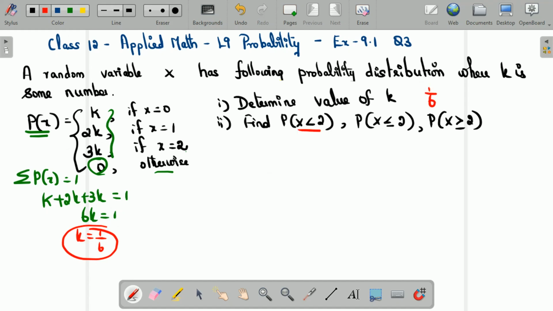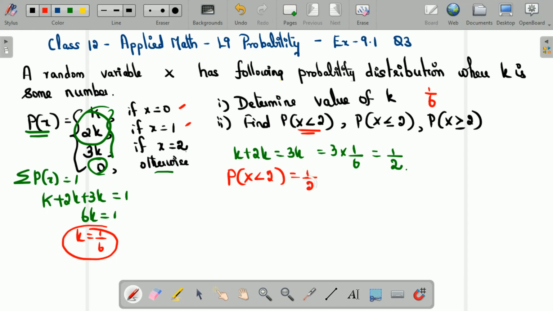Now they are asking you what is the probability of x less than 2. So less than 2 means it includes only x is equal to 0 and x is equal to 1. So let's add up only these two parts. So this is k plus 2k which is equal to 3k, or 3 into 1 by 6, which is equal to 1 by 2. So probability of x less than 2 is equal to 1 by 2.